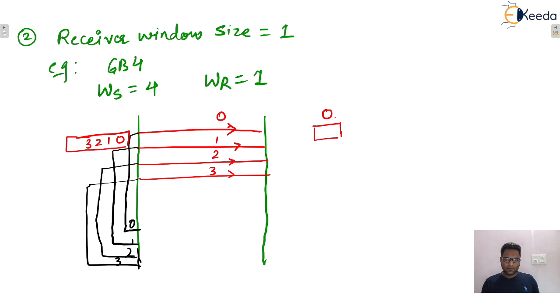Now let's say the 0th packet gets received, so that will be consumed by the receiver, and one acknowledgement will be sent. As soon as this acknowledgement is sent, that is, the 0th packet gets acknowledged, the window will be slid and the 4th packet will be added to the window. Now let's say the 4th packet is transmitted.